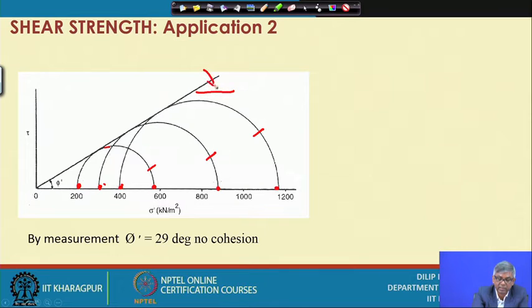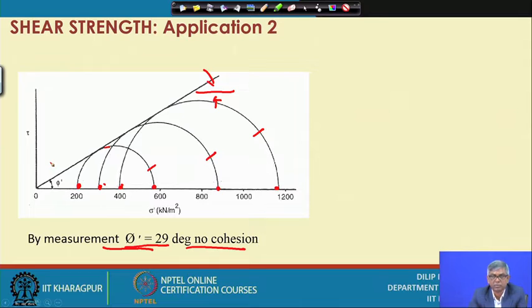That angle we can directly read from the graph, and since the drained test is mentioned, whatever soil parameter we get from this test is called the drained test parameter. So, we have to use phi dash. Phi dash is 29 degrees, and cohesion, since there is no intercept, is 0.